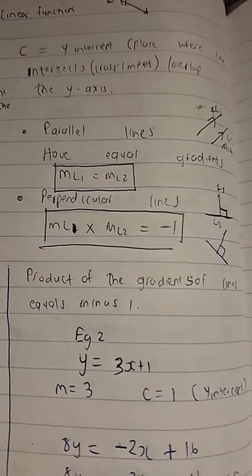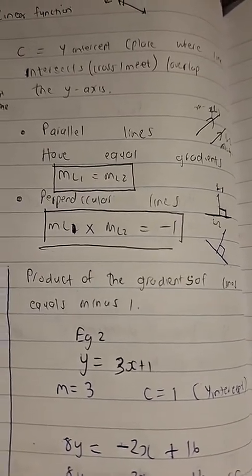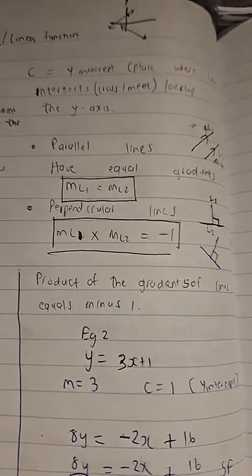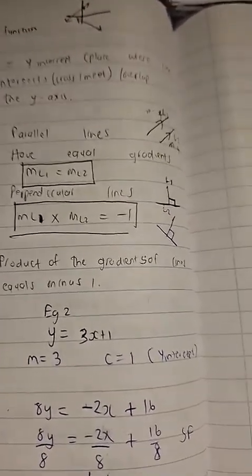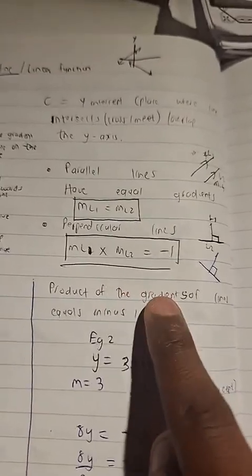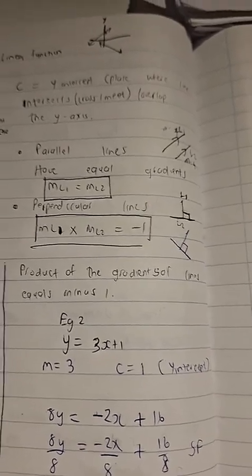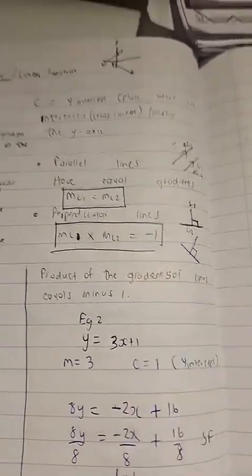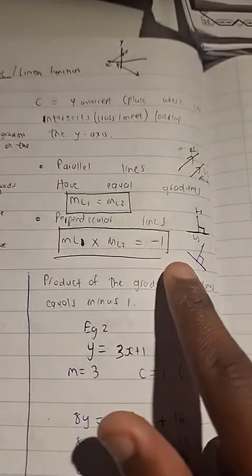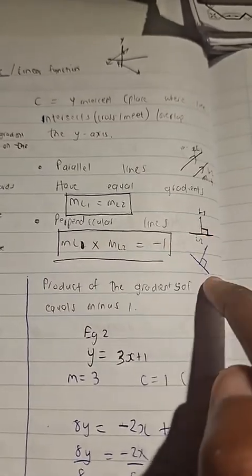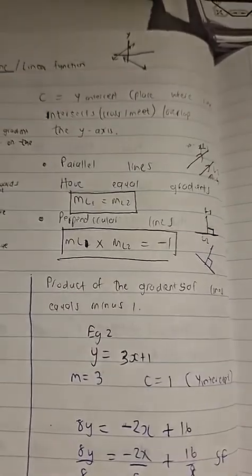You see, even the car outside is going crazy, because it's like the product of gradients equals -1. The product of gradients equals -1, guys. So the product of the gradients of perpendicular lines gives you -1 without fail.